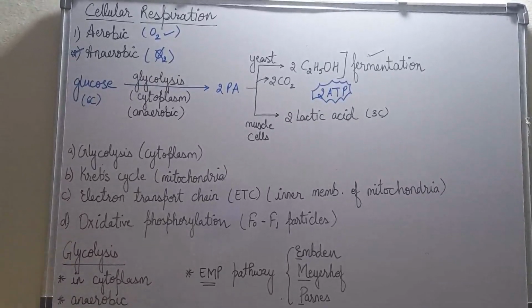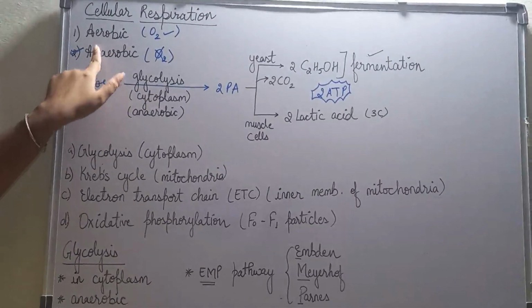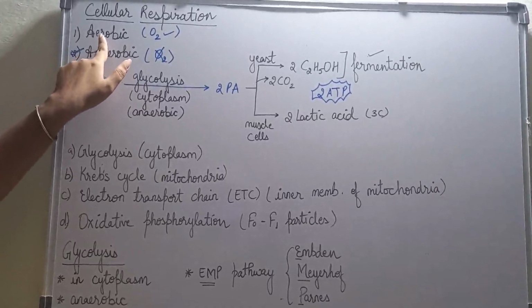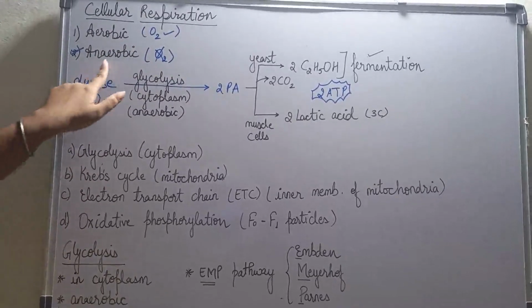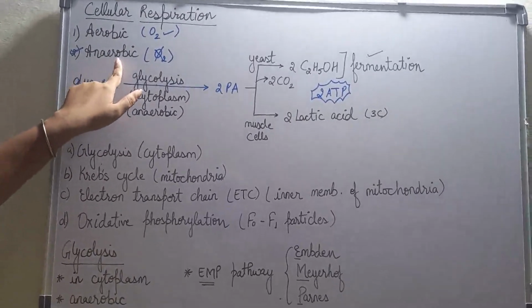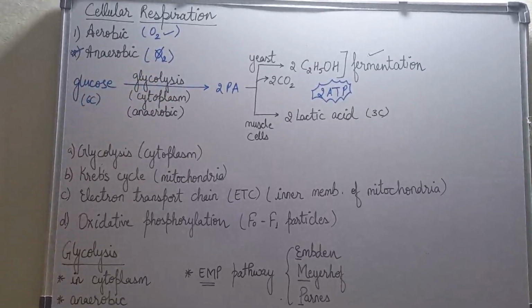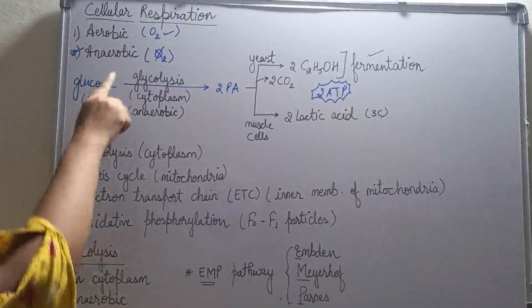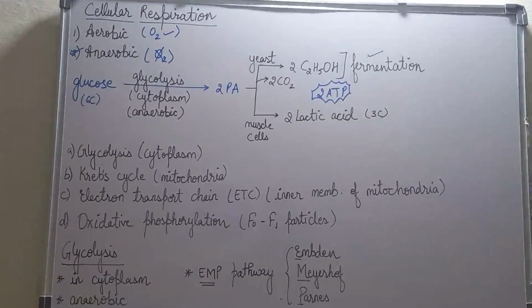So, respiration is basically divided into two types, aerobic and anaerobic. Aerobic means aerobic respiration which occurs in presence of oxygen. What is anaerobic respiration? It means which occurs in absence of oxygen. Now, first we'll be seeing about anaerobic respiration, that is respiration which occurs in absence of oxygen.